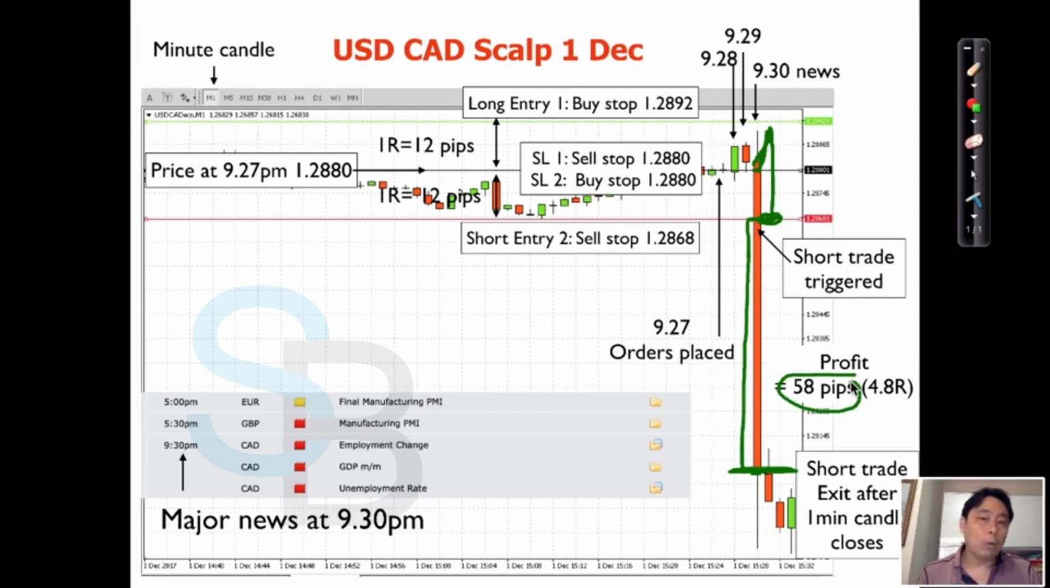Okay, so what was my risk? My risk was 12 pips. I made 58 pips. So 58 divided by 12 is 4.8 R. So this was a very profitable trade on dollar Canadian on the 1st of December.